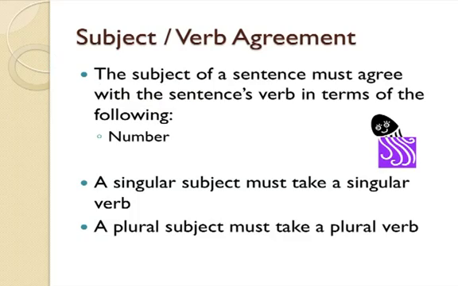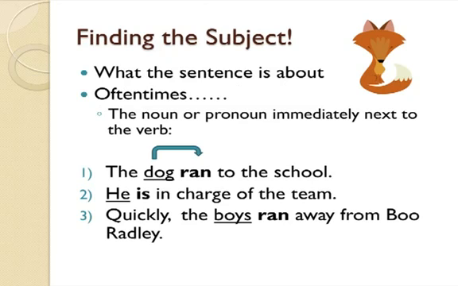So the first thing to look at is the idea of subject and verb agreement. This is where the subject of a sentence must agree with that sentence's verb in terms of number, meaning in terms of either being singular or plural. This should be a reminder, but the idea is a singular subject takes the singular form of the verb, whereas the plural subject will take a plural verb. That's probably pretty common sense.